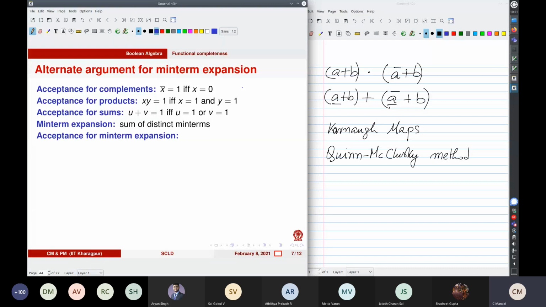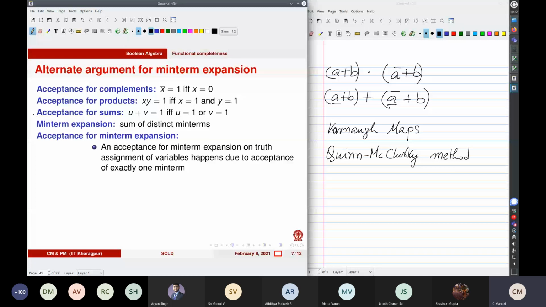So from these, these are your basis for acceptance. So now you can recursively formulate the acceptance of a min term. Now you can see that by this definition.